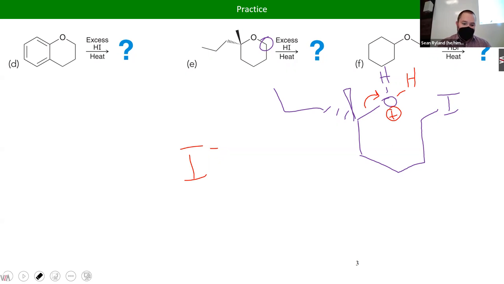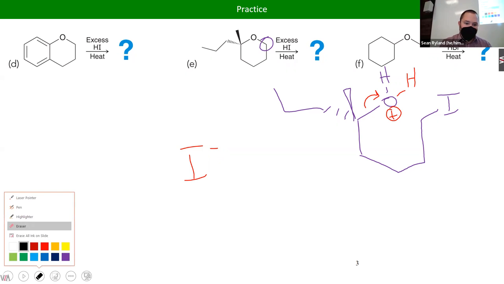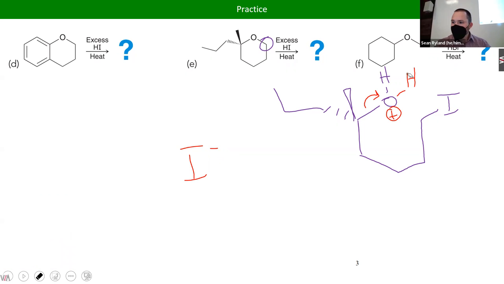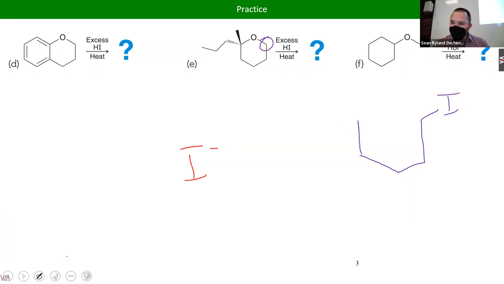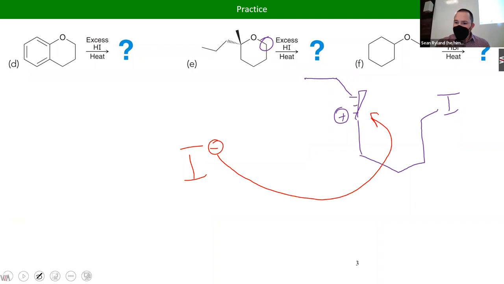So then we wind up with our intermediate looking like so it's going to be planar, right? And just in order to keep it looking the way it was before, I'm drawing that planar carbon with the two alkyl groups into the board and out of the board, because as that oxygen leaves, it's just going to flatten out. And that means our iodide can come in from either side.